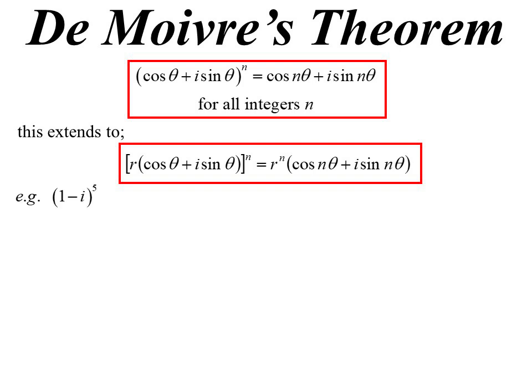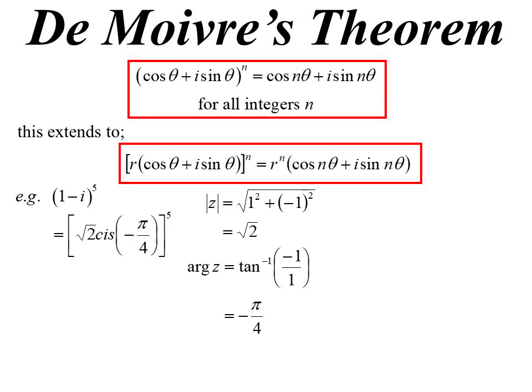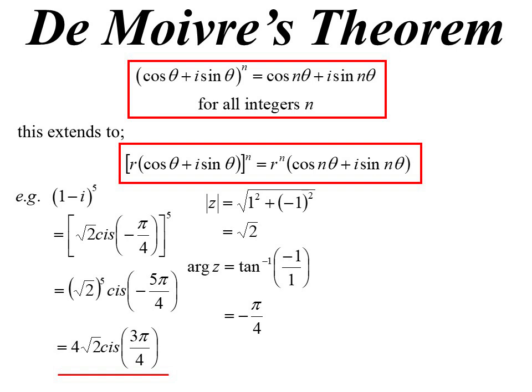1 minus i to the power of 5. Sure, I could expand that out using the binomial theorem, and then I'd have to collect terms and things like that. But if I work out its modulus, and this is a nice one to work out, it's just the square root of 2, its argument would be minus pi on 4. And then if I use de Moivre's theorem, well, root 2 to the power of 5, and then I'd multiply the argument by 5, I get minus 5 pi on 4. Tidying up root 2 to the power of 5, I get 4 root 2 cis 3 pi on 4.